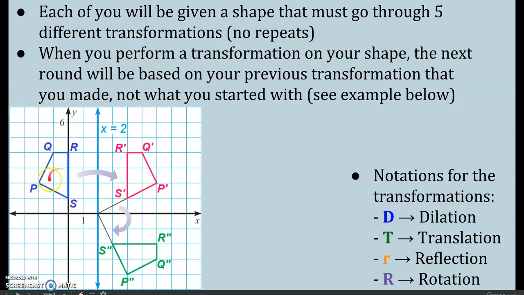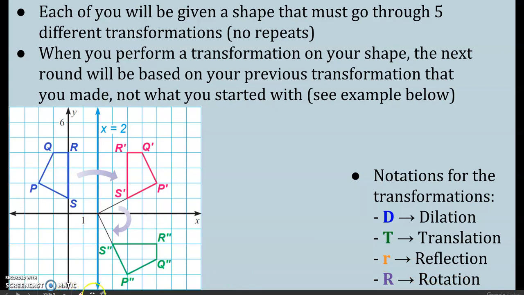So notice how I didn't use the original to get to my second round. I'm using the previous. So this was my original, my first round, second round, and so forth. So you're going to be doing 5 different transformations using the previous image that you left off with. And for the notations that you're going to see, when you look at the Canvas assignment, you're going to see D, T, small r, big R. So the D is for dilation, T for translation, lowercase r for reflection, and the uppercase letter R for rotation.